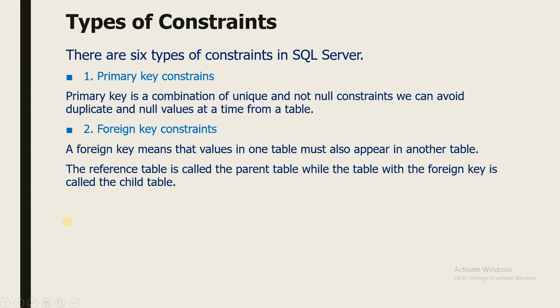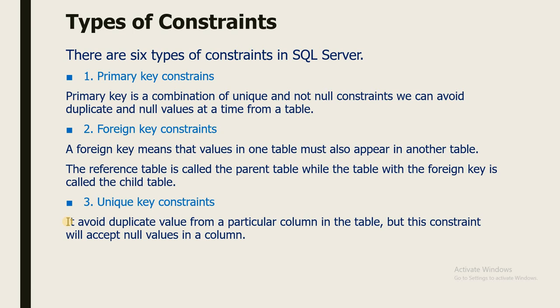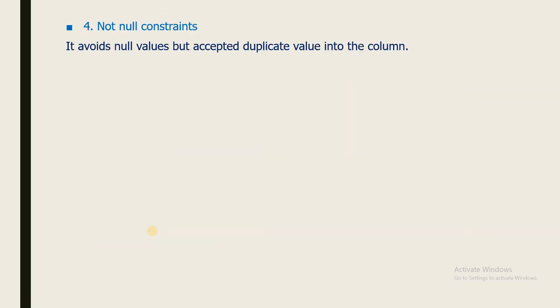Okay, so come to the next. The third point is the unique key constraint. It avoids duplicate values from a particular column in the table, but this constraint will accept a null value in a column. The next point is the not null constraint. It avoids null values but accepts duplicate values in the table. So the not null constraint will allow duplicate values, but it doesn't allow null values.